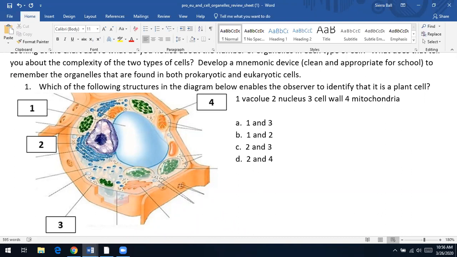Now, based on that, which two are plant specific? The nucleus? Nope. Cell wall and large vacuole. So what's my answer? A. Why is it A, Jacob? Because large vacuole and cell wall are plant specific, and one and three are large vacuole and cell wall. Thank you, sir. Make sure you get that written down for number one: the answer is A. The vacuole and the cell wall are the two structures in this picture that allow you to identify it as a plant cell.